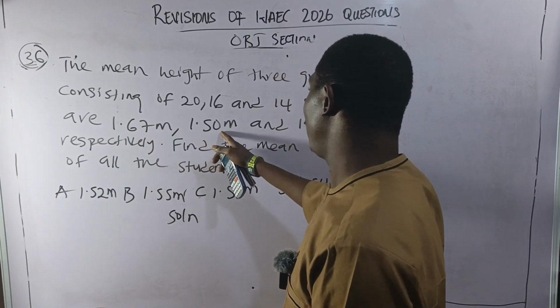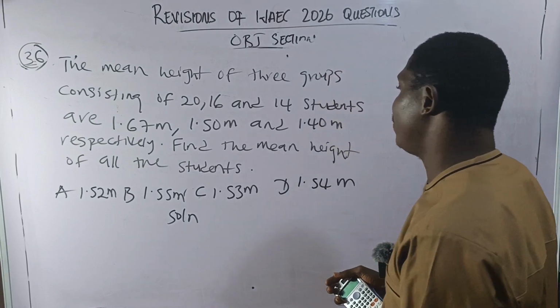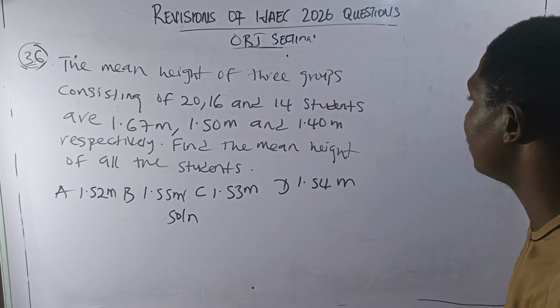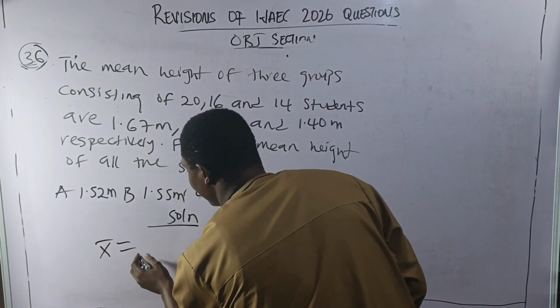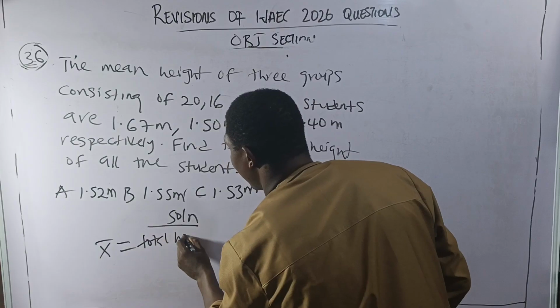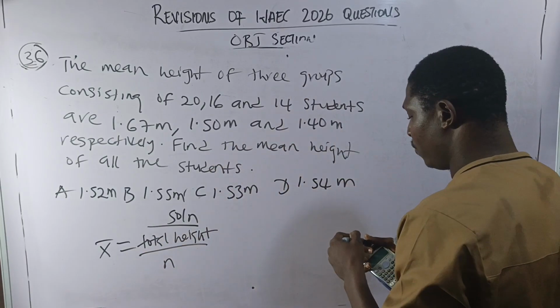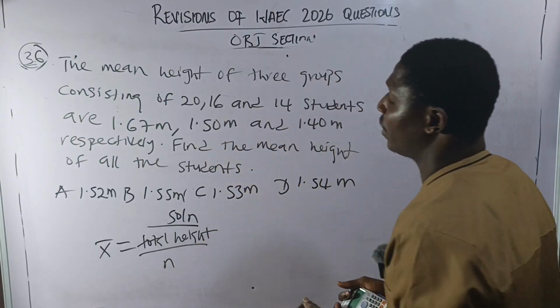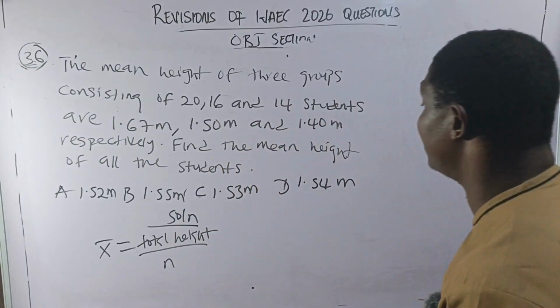Question 36 says, the mean height of 3 groups consisting of 20, 16, and 14 students are 1.67 meter, 1.50 meter, and 1.40 meter respectively. Find the mean height of all the students. Now we know that mean, which is x bar, is equal to total height all over N, where N represents the number of observations made.